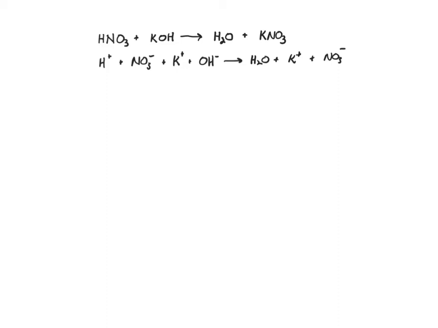And if you remember, when we're looking at an ionic equation, we can look at the things that are not changing from the left side of the equation to the right side. So in other words, potassium and nitrate do not undergo any changes, and therefore they are spectator ions. So what we're left with is H+ plus hydroxide giving water.